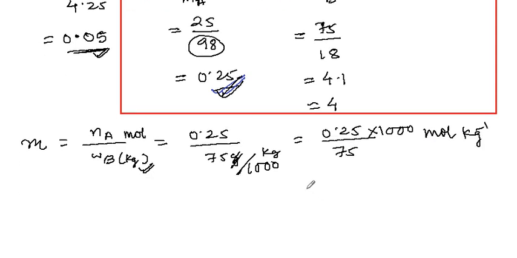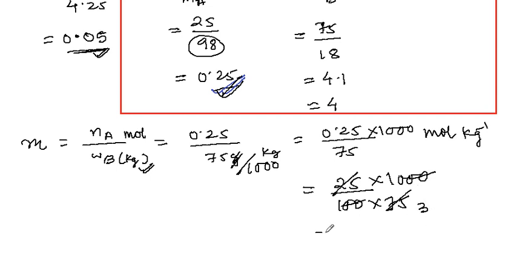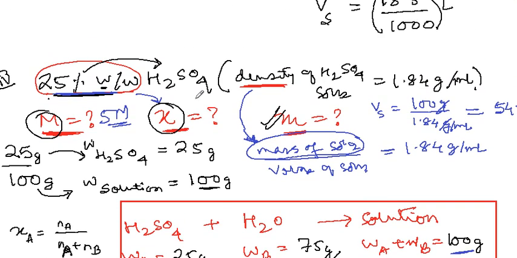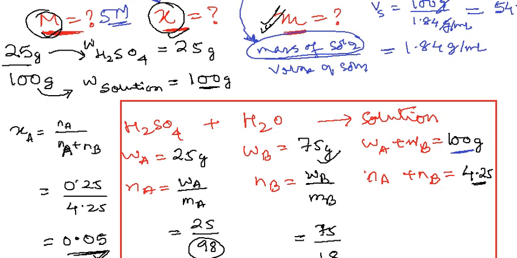Now if we multiply and divide this, we could have written it like this: 25 over 100 into 75. This is 1000, so 2 zeros will get cancelled out. Our answer should be 3.3 mole per kg, or simply molal. This way we can convert the percentage by mass into the molarity, into the mole fractions, and into molality. I hope it's clear with everyone.